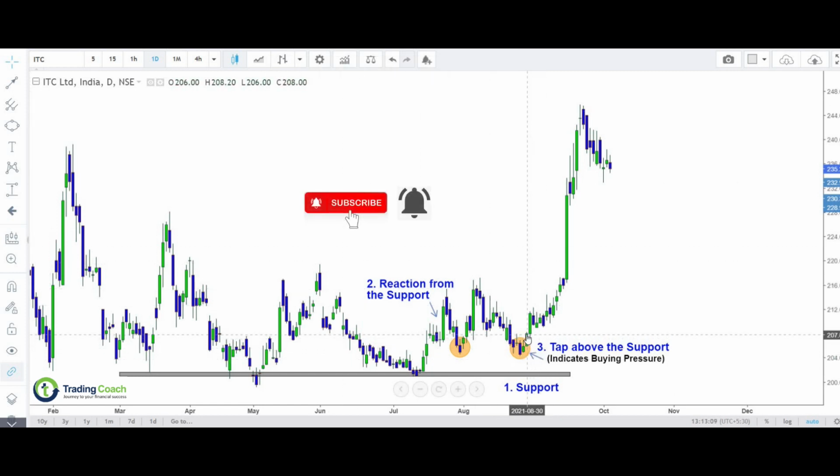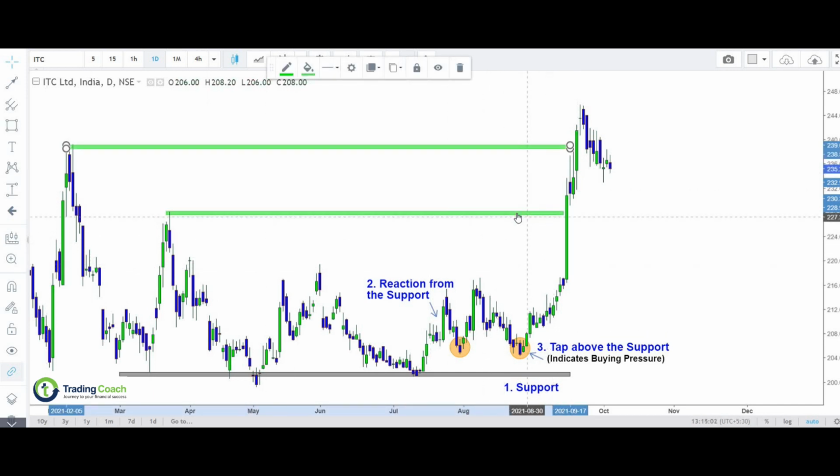So mostly we have to take our entries right after the tap. So you can see a tap over here right after the reaction from the support. When you see this tap, exactly at the tap, we can try to take our long entry, or we can try to buy the stock. So once we have taken our entry exactly at the tap, maybe at the upcoming resistance level, we can try to keep our targets. Say, for example, we can see a resistance level over here, and likewise we can also see a resistance level over here. So these levels can be an ideal option for us to keep the target.